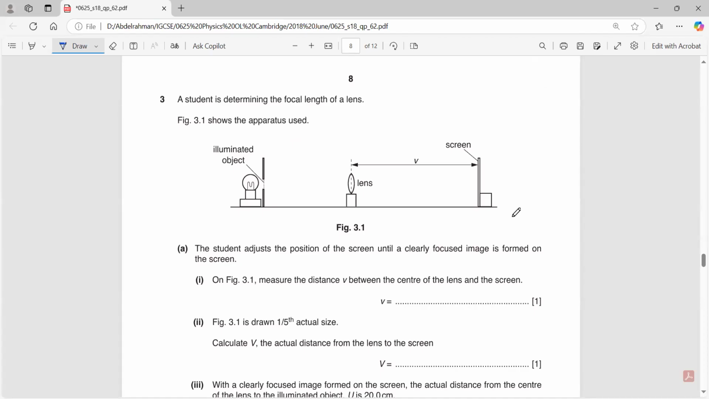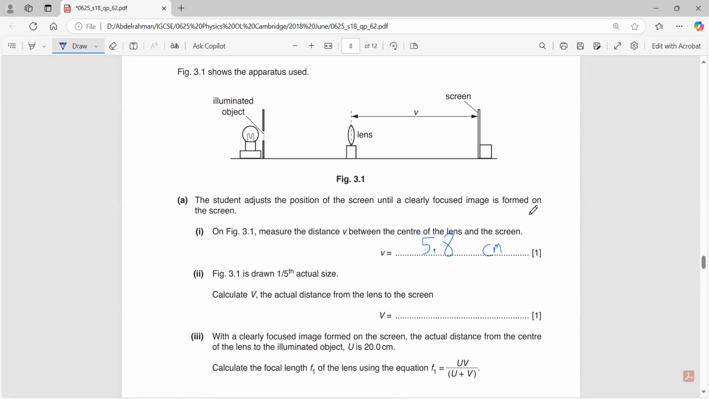Okay, a student is determining the focal length of a lens. The student adjusts the position of the screen until a clearly focused image is formed on the screen. On figure 3.1, measure the distance V between the center of the lens and the screen. Can I use the ruler to find the distance? Yes, I can find the distance. It would be around 5.8. Again, do not forget the unit, centimeters. 5.8 centimeters. Figure 3.1 is drawn 1/5 actual scale.